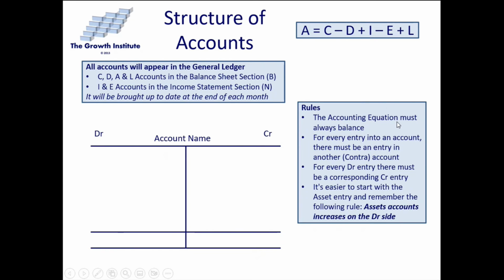The accounting equation must always balance. It goes without saying because we have an equal sign there. So whatever we have on this side of the equation must be balanced out by everything on the other side. The second rule says that for every entry into an account, there must be an entry in a contra account in another account.